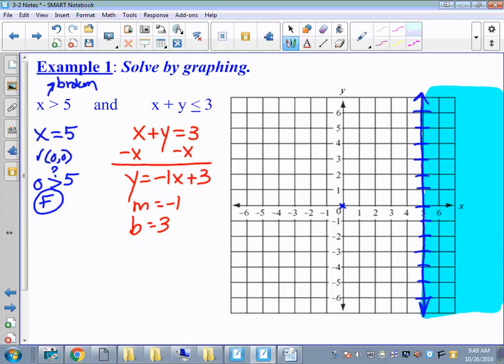So I'm going to go up 3 on the y-axis. That's going to be my starting point. And I'm going to work down 1, 1 to the right, all the way through that.